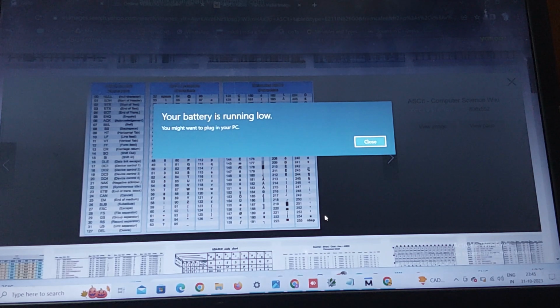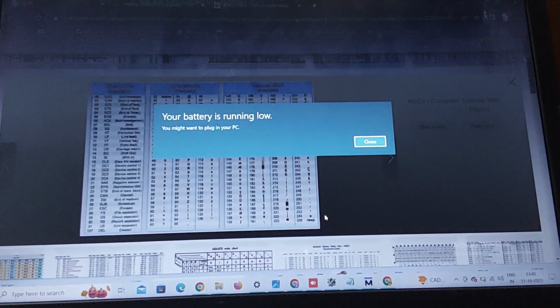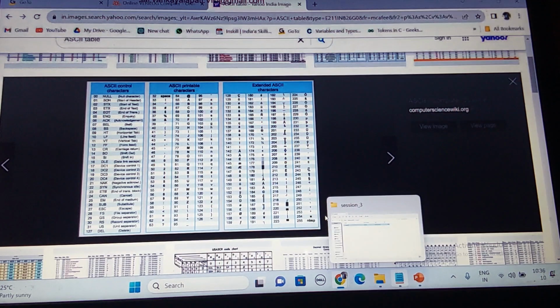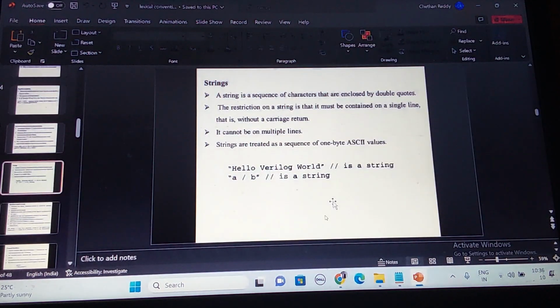So when you are using a string, each string is a sequence of characters. Each character will take 1 byte of ASCII, and 1 byte is nothing but 8 bits. You can understand? Okay. So this is regarding the string. I'm not going into much detail about the string. We'll see later. Just to have a basic idea about what a string is and how we can represent it.